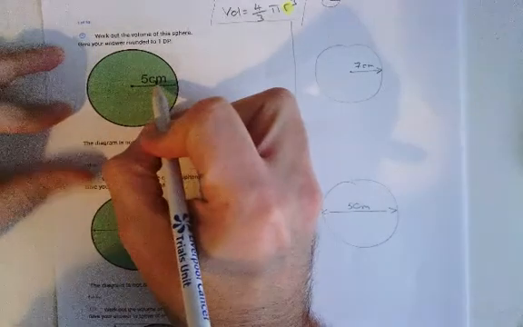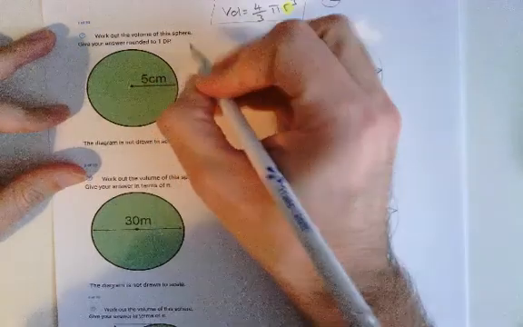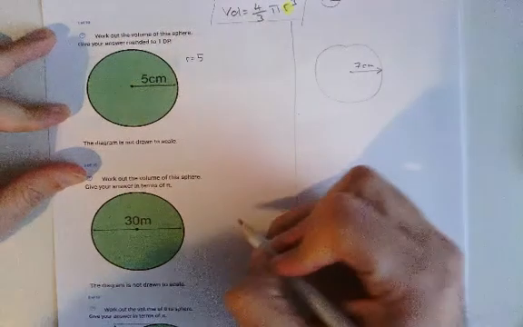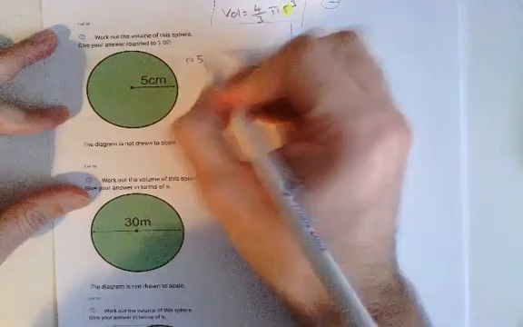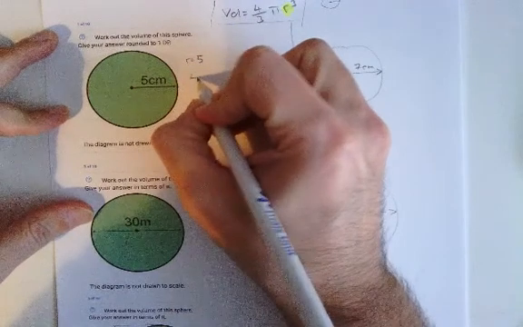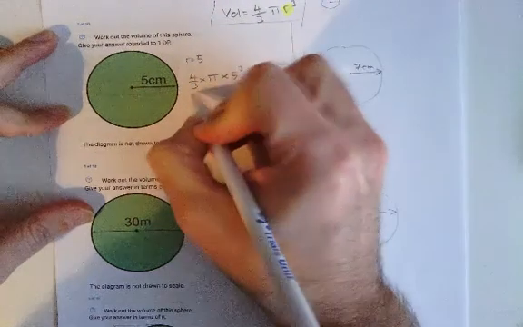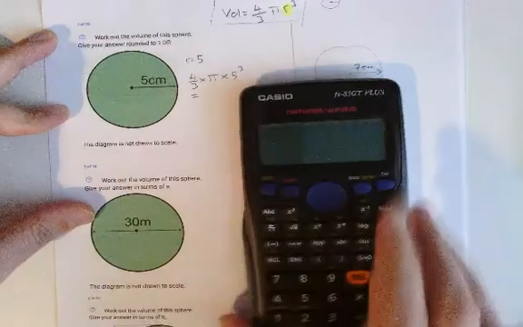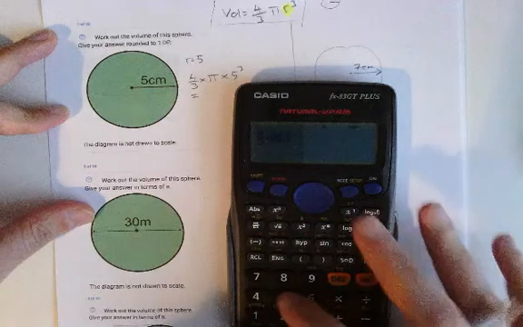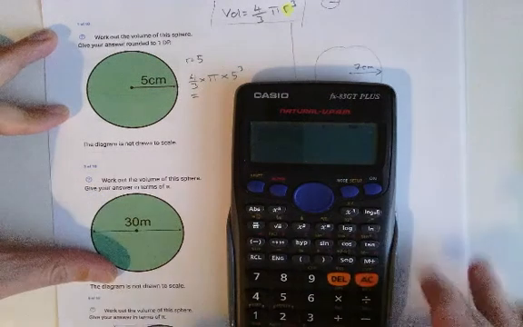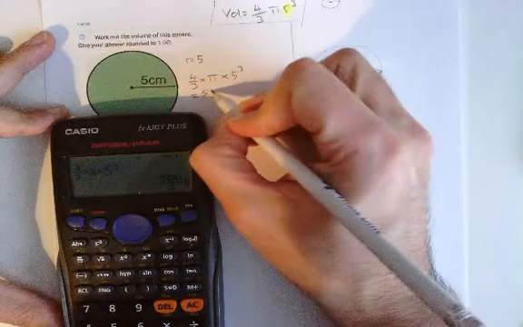So is this 5? Does that go from the centre of the sphere to the outside of the sphere? Yep. So that means that the radius there is 5, which means I can just put that 5 straight in instead of the radius in my formula. So I'm going to get 4 over 3 times pi times 5 cubed, and I just put that into my calculator. Okay, 4 over 3 times pi times 5 cubed, and it gives me 500 over 3 pi.